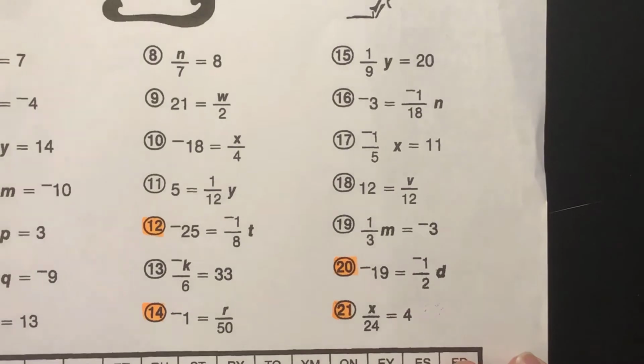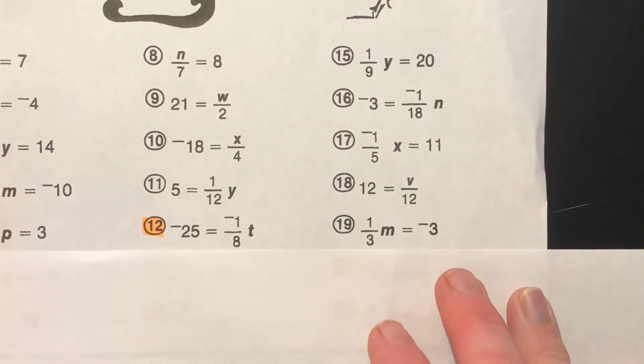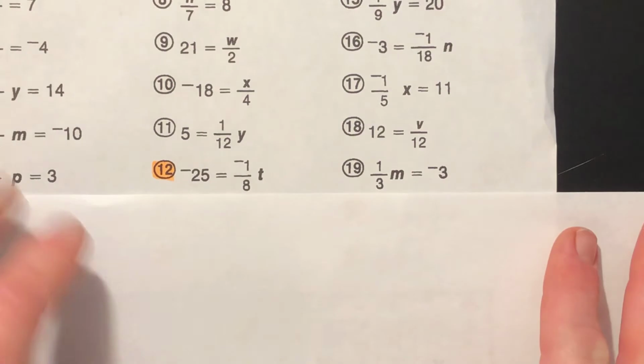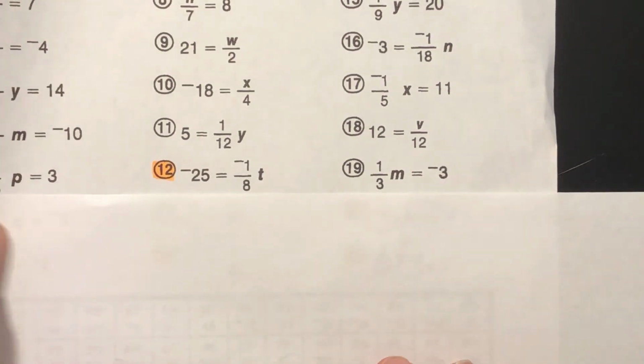Number 12. I've got my scrap paper, since they don't have room. You can use notebook paper and write them out. If I were doing more than just these 4, I would get notebook paper and write it out, but I'm just doing 4, so I don't need a big old piece of paper.